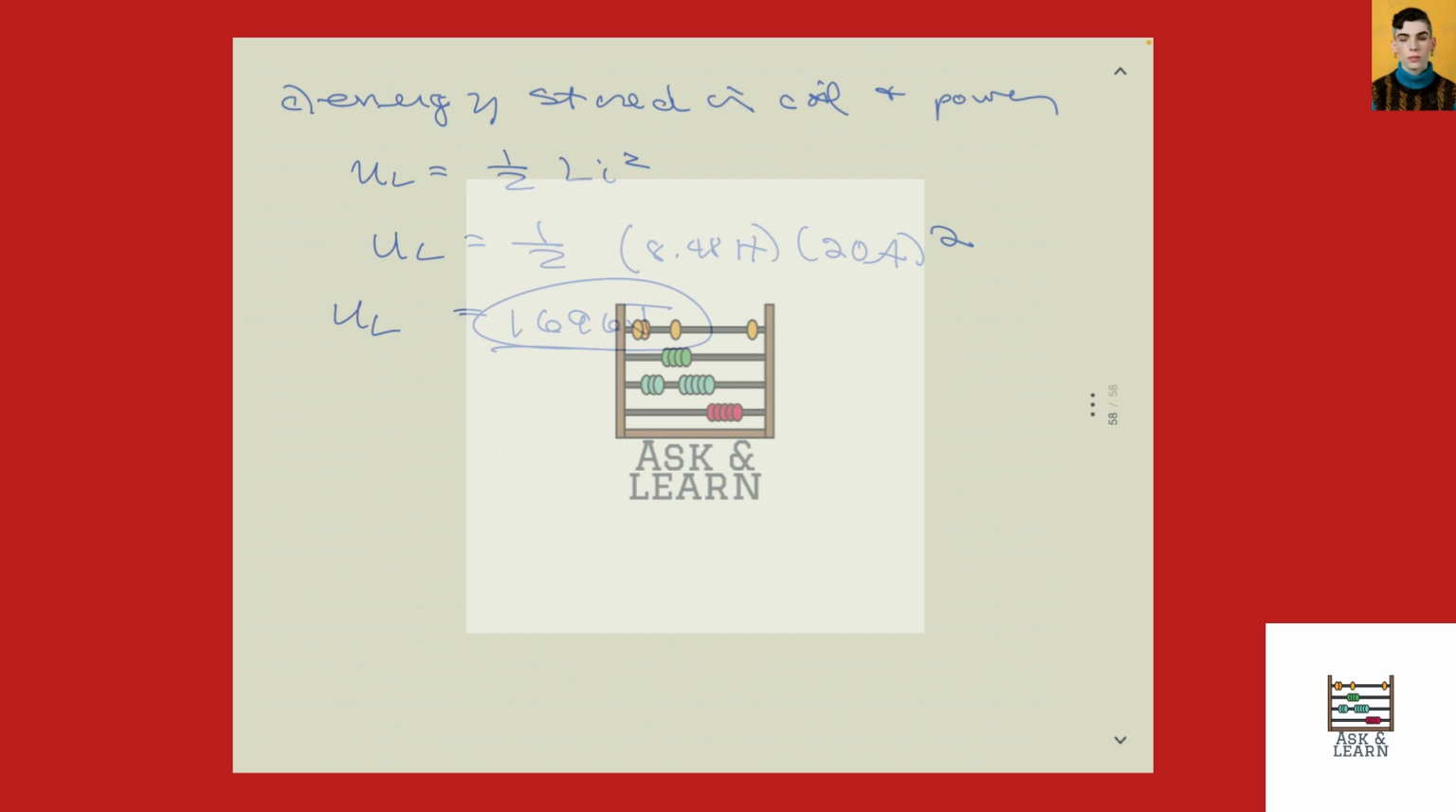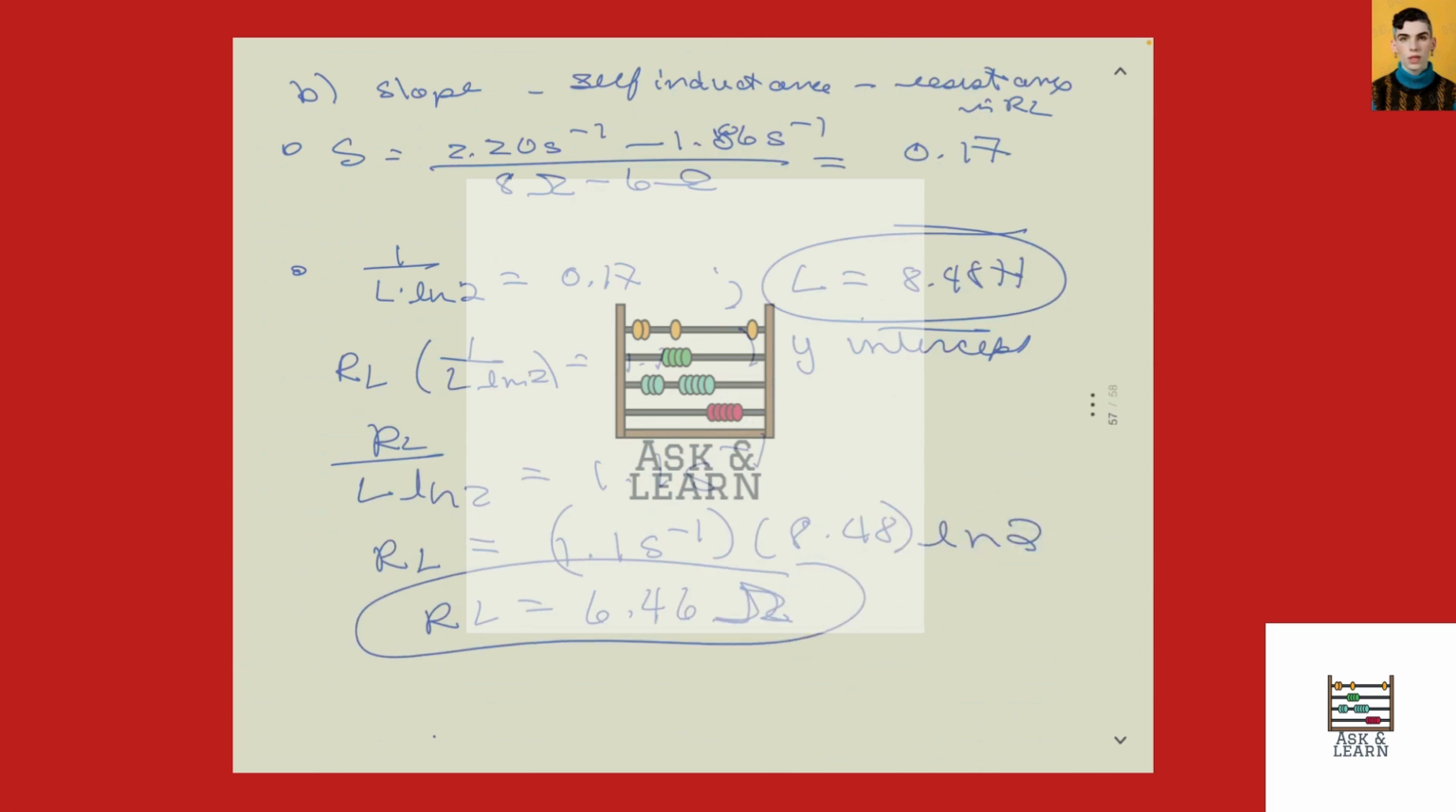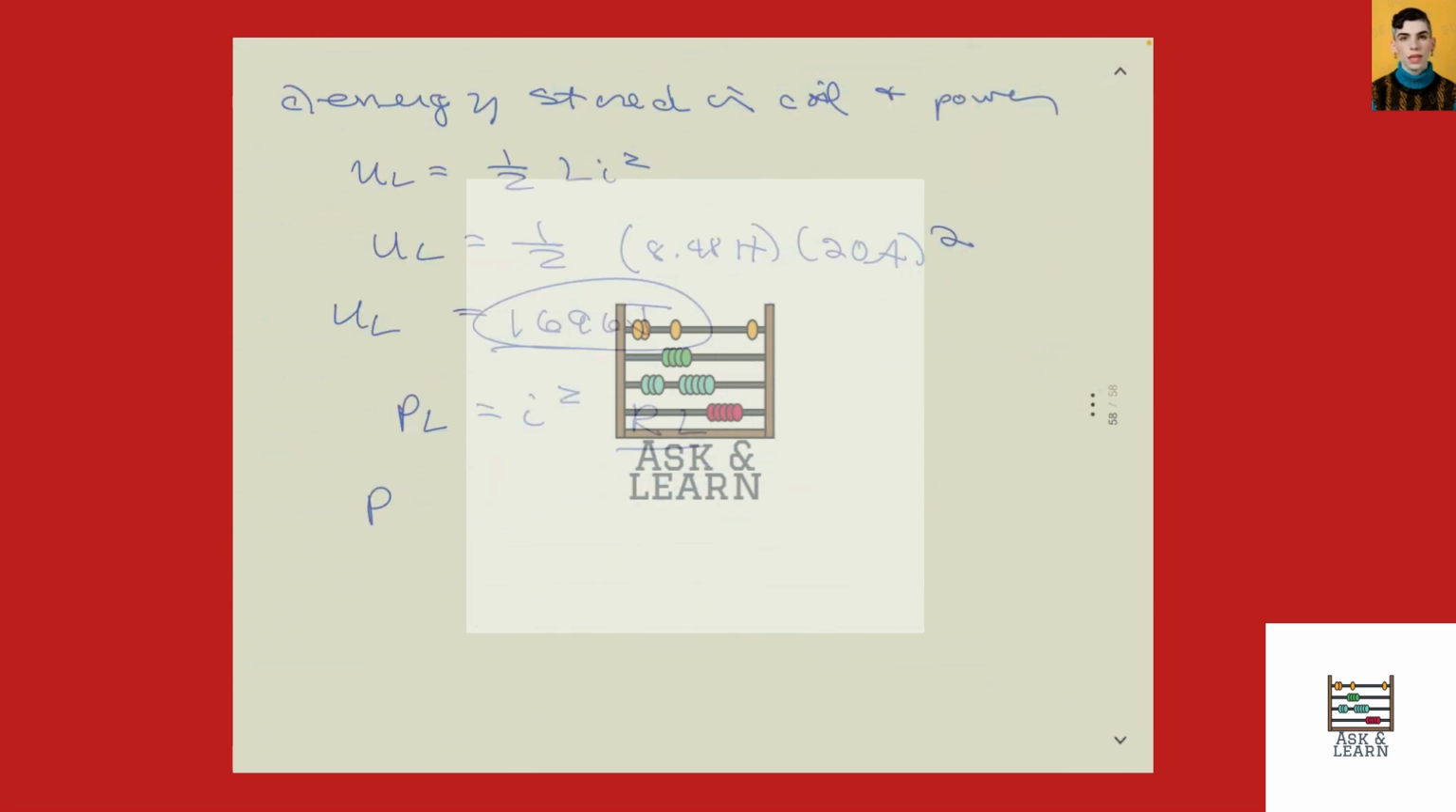And then our power equals I squared times RL, and RL was 6.46. Okay, so PL will equal 20 amps squared times 6.46 ohms, and that will equal 2584 watts. And I believe we are done.